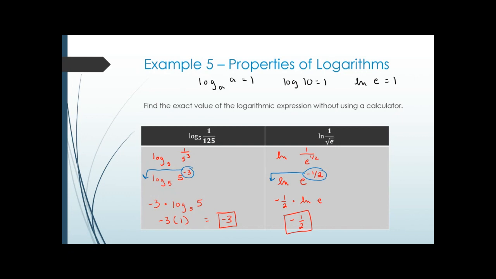And let's see, I can actually just put this in my calculator, because I have a natural log button. I can type in literally the natural log of 1 divided by the square root of e. And my calculator gives me, actually the calculator does it exactly, negative 0.5, which is negative 1/2. Are there any questions on these two examples?